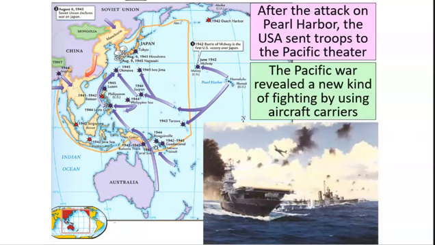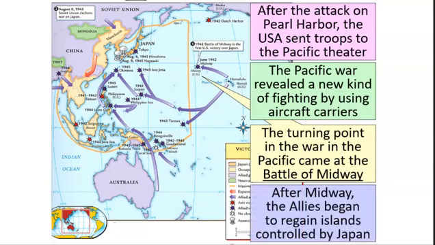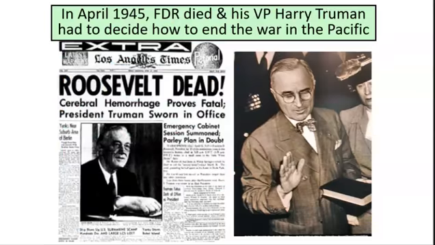Now, the big turning point battle of this entire war against the Japanese is going to be the Battle of Midway. And the reason why it was a major turning point is that we were able to sink 4 Japanese aircraft carriers, and they're the floating airfields in the Pacific. And by sinking them, we're able to start to gain a major advantage in this particular war. So after Midway, we start to regain islands controlled by Japan using a strategy called island hopping. And we're able to island hop all the way over towards the Japanese home islands.